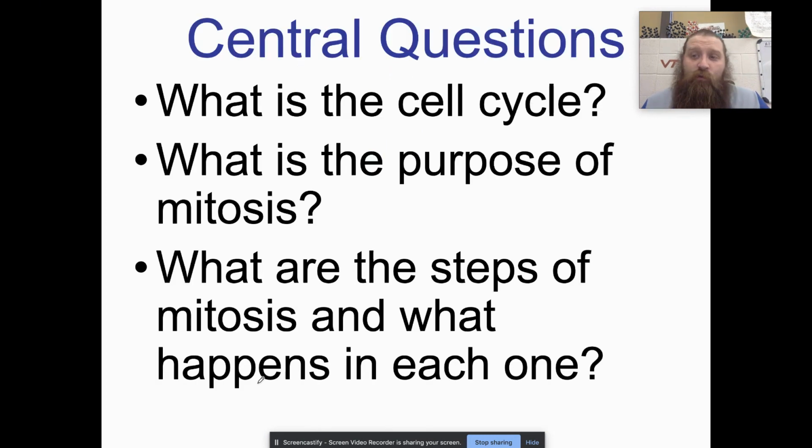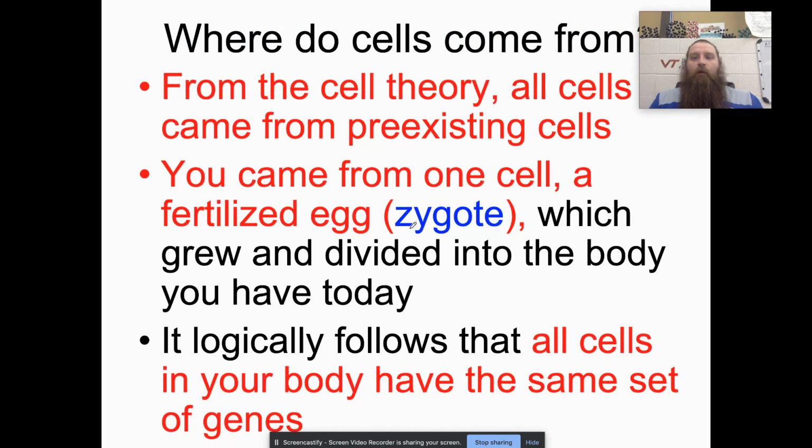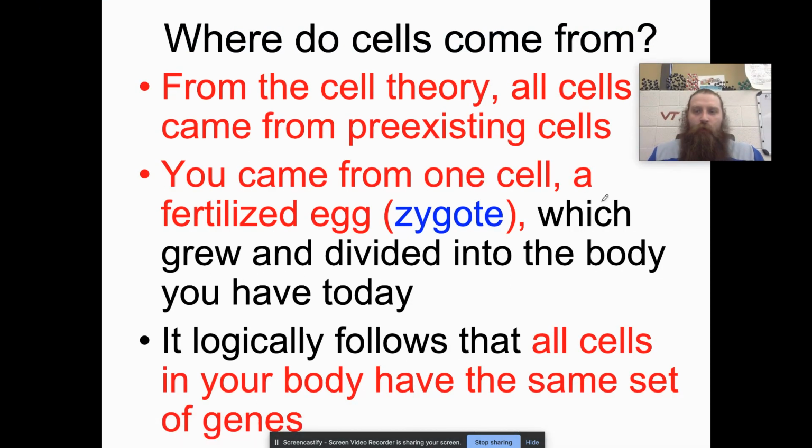So some questions we want to be able to answer. Number one, what is the cell cycle? What is the purpose of mitosis? And then we want to know each step in mitosis and what happens in each one. So we want to be able to describe those steps. So some things that we already know: number one, from cell theory, cells come from pre-existing cells.